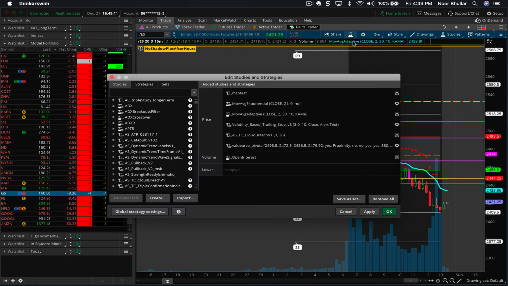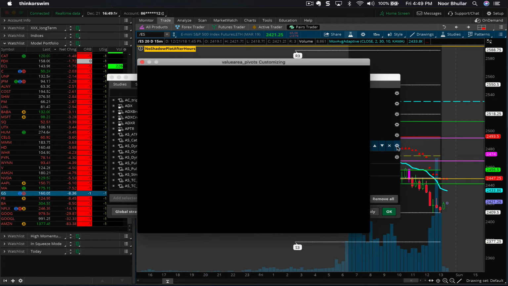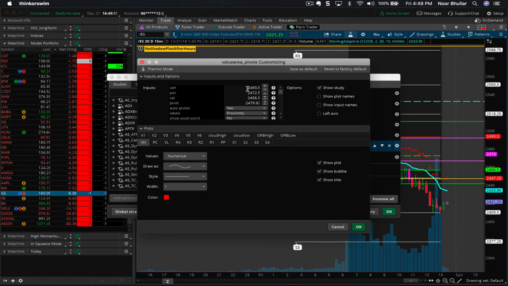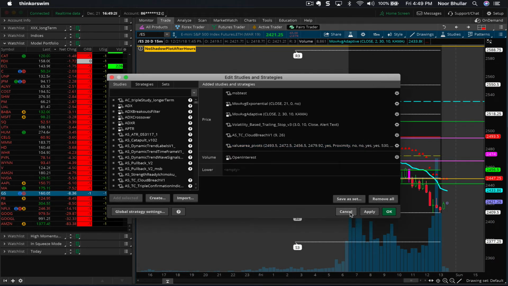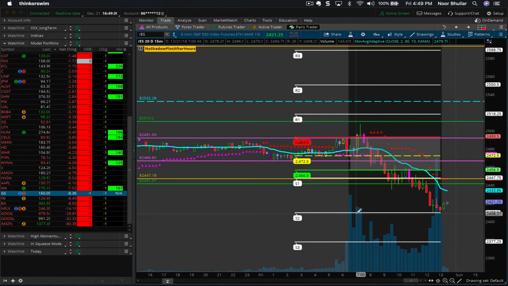They have a little study which is called the value area pivots. What you do is each day you have to enter this value: the value area high, the point of control, value area low, and the pivot, and this is available on shadowtrader.net. Once you input these values, it automatically draws these pivot and support points, right?